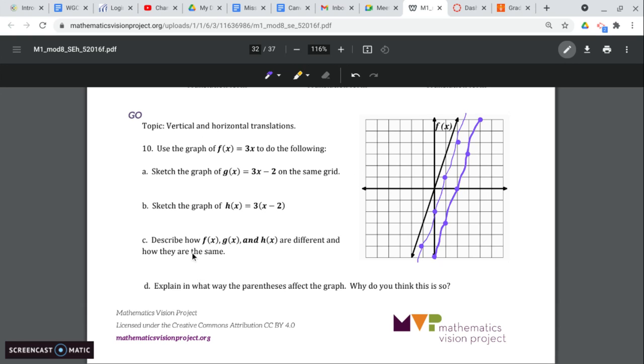So you guys will answer C and D, explaining how f of x, g of x, and h of x are different and alike, and then how the parentheses affected the graph, okay?